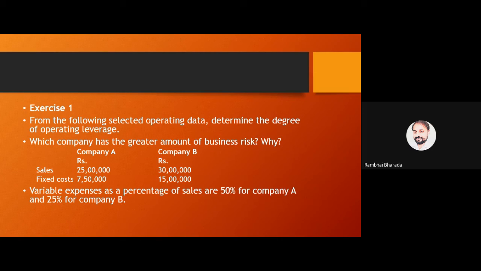Now answer the question: which company has the greater amount of business risk and why? Whether company A or company B? Company B. Why? If you have understood the last 10 minutes of last session, you can answer this question. When we discussed the concept of operating leverage, on a second slide we have something about this. First confirm, all of you are getting the same answer? Yes. Operating leverage for A is 2.5 and for B it is 3. All those who are here in online mode, are you getting the same answer?